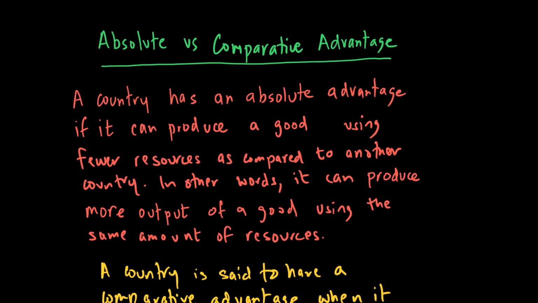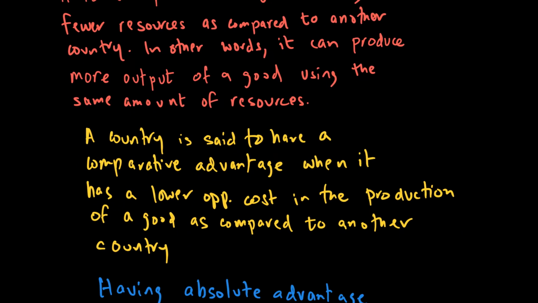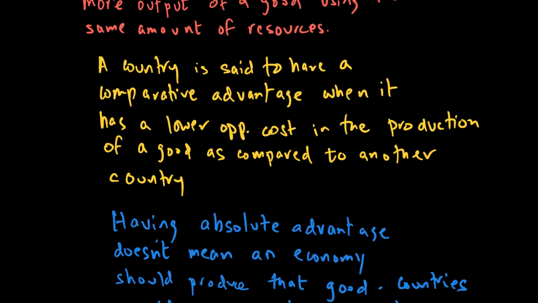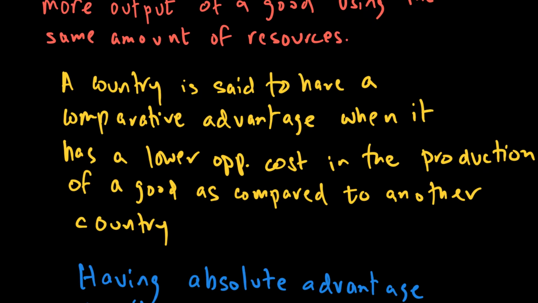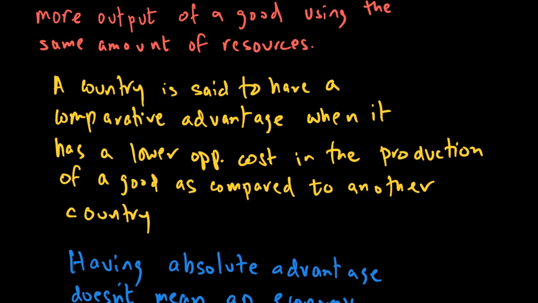On the other hand, a country is said to have a comparative advantage when it has a lower opportunity cost in the production of a good as compared to another country. What do we mean by opportunity cost? Well, it means how much do you give up? So the idea goes this way: a country could have an absolute advantage in the production of a good, but when it comes to another country, it might not have a comparative advantage, which is basically producing at a lower opportunity cost.